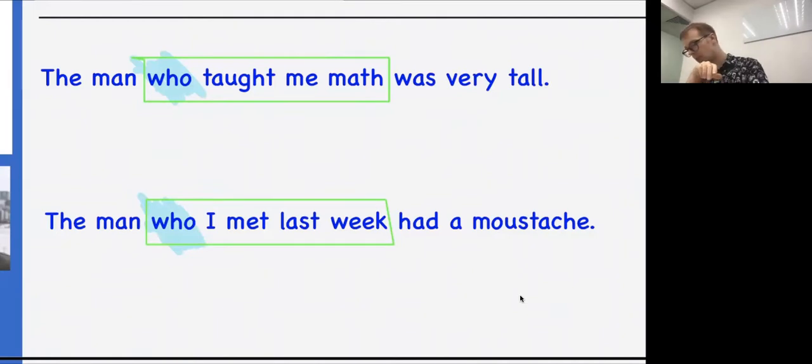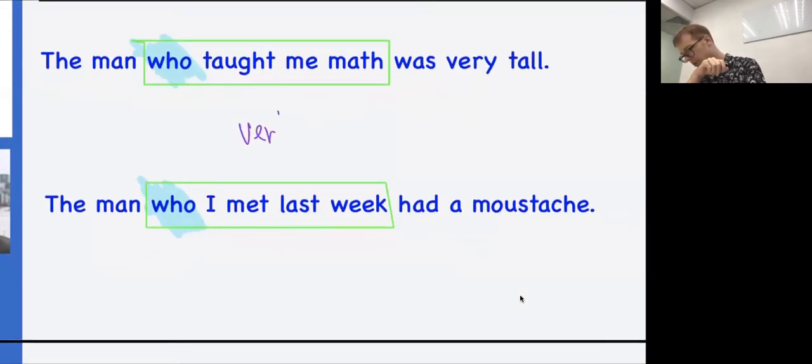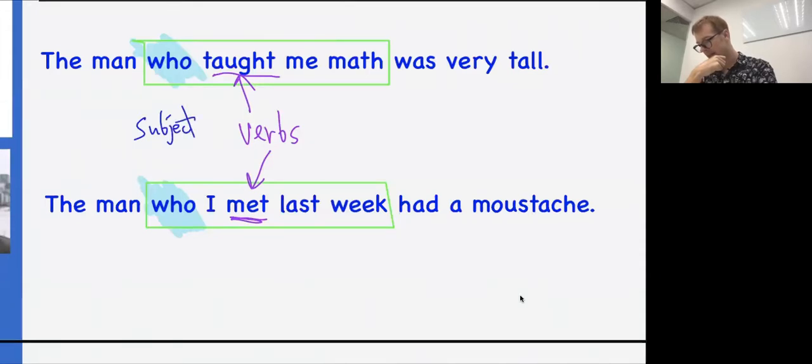Let's go hunting for the pieces of the sentence, right? First, let's find our verbs. Oh, there's one. There's a verb, our word taught. Teach, taught. And we have the word met. Those are both verbs. And then let me see, can I find any subject? Maybe this time blue. Let's see if we can find the subjects of the sentence.